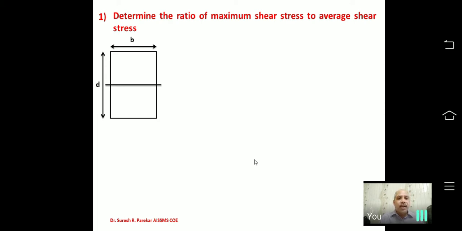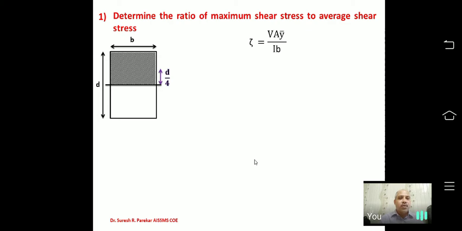Now we have this as neutral axis, and as we have to find the maximum shear stress, we have to find it at the neutral axis, and therefore we have to consider the area above the neutral axis, which will give me the value of tau max. The centroid of this area above the neutral axis is d by 4, because the area above the neutral axis has d by 2 depth, and its centroid automatically becomes d by 4.